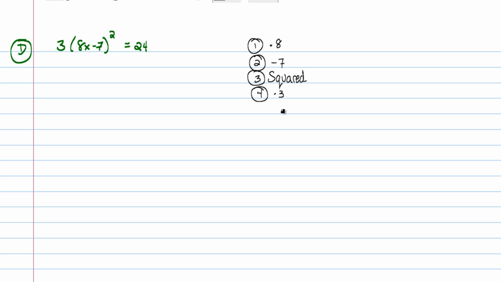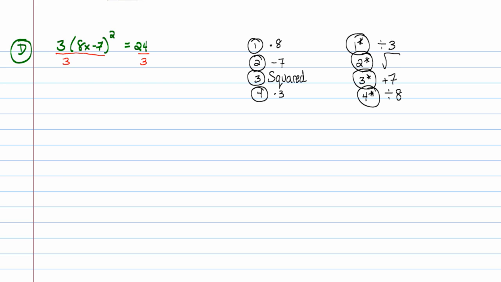So to undo all of this, I will start untying this knot by doing these things in the opposite order. In other words, the last thing they did is multiply by 3. I'm going to divide by 3. So I do the inverse operation. Then prior to that, they squared, so I'm going to take the square root. Prior to that, they subtracted 7, so I'm going to add 7. And prior to that, they multiplied by 8, so I'm going to divide by 8. That's my roadmap. So let's go ahead and divide both sides by 3 first.